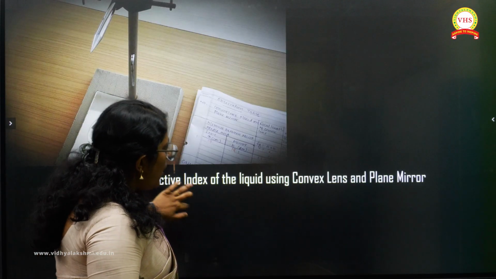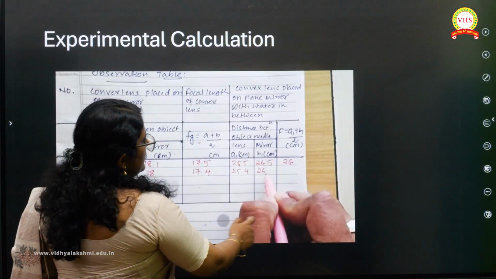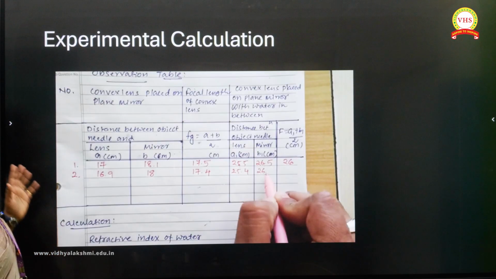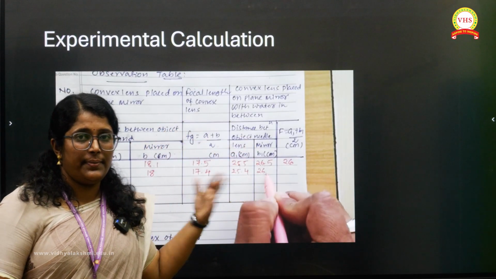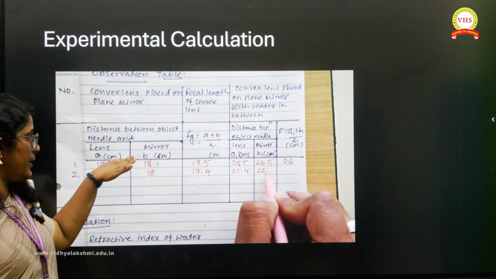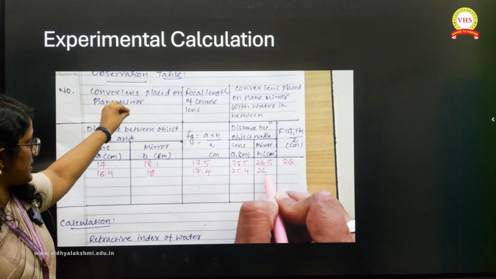Now, how do the values look? Let us see how the values will be in the table. This is the tabular column. Look at this one. Here I have included all the experimental data. First one is distance between object and needle without liquid, only with the convex lens.